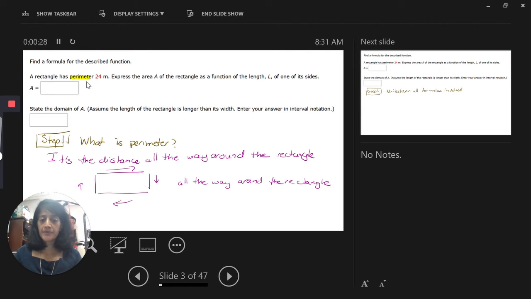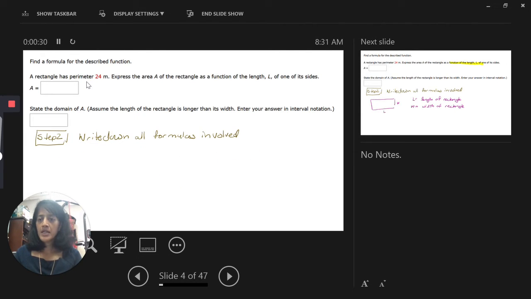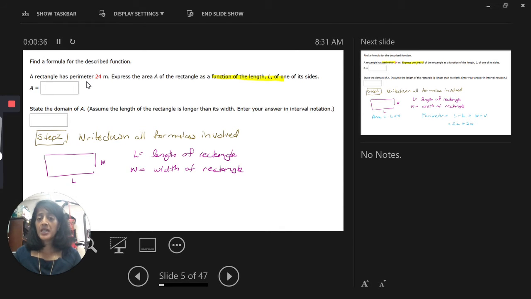Now I got a picture. Step 2 is write down all the formulas involved. And to do that, I really need to use letters. Well, they've given me a letter already. They told me the length is L. And I don't think it really matters. I let the long side be L, and then I let the short side be width. A rectangle is a square with different sides, basically two different sides.